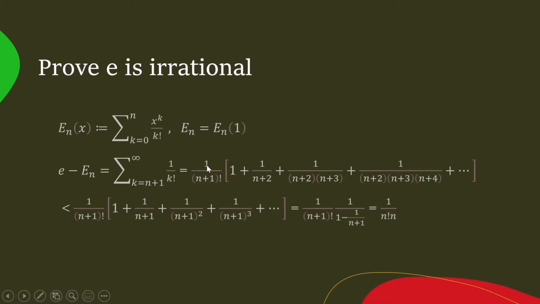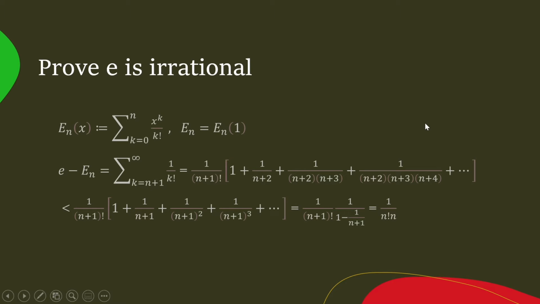So let's factor out a 1 over (n+1) factorial out of everything. And then what's left in the infinite sum here is the first term would be 1, the next term would be 1 over (n+2), the next term would be 1 over (n+2) times (n+3), because that's what k factorial is doing.